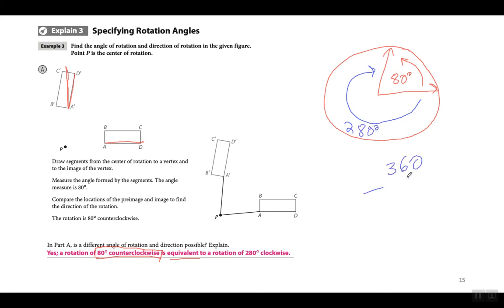And how do I know that? Because if I just do 360 minus 80, I get 280. So that tells me that if I go 80 degrees this way, that's the same thing as going 280 this way. Because when I add those two numbers up, I get an entire circle, 360.